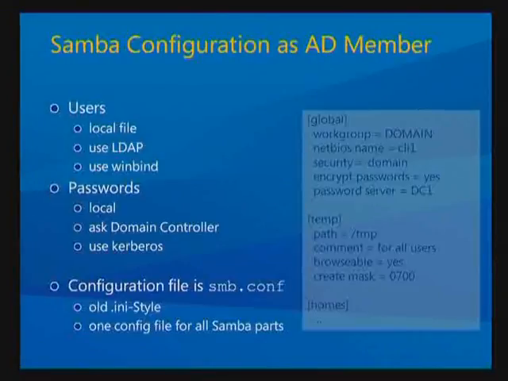Okay, now look at the configuration for Samba. Have a look at this. You can add users in there, and they can authenticate against a local file, against LDAP, and use WinBind. Again, this magic WinBind. Just wait one more slide, I think, and I'll explain what it is. Passwords local. They can ask a domain controller. Yes, that's a funny feature, saying don't use any passwords. Look, there's a domain controller.